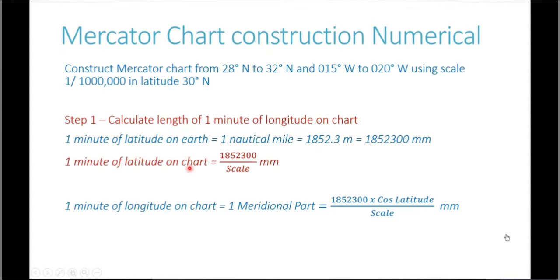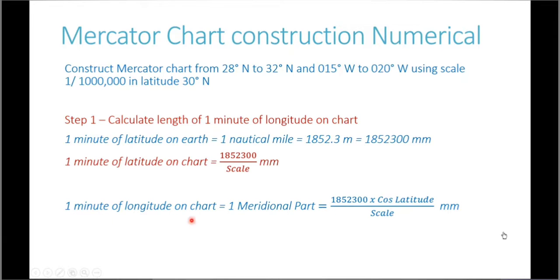Now from this, we can easily find out 1 minute of longitude. You remember the formula? The formula was latitude scale is equal to longitude scale divided by cos lat. So we have used the same formula here. We had the latitude scale, 1 minute of latitude was this much, 1852300 divided by the scale. We multiplied it with cos of latitude to get 1 minute of longitude. So the same formula has been used here, and we have converted the latitude scale into the longitude scale.